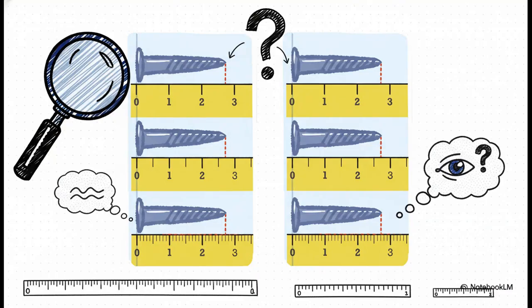Now check this out. When Sonu puts the screws against a basic ruler, one with just the whole centimeter marks, he can't see any difference. Both screws just look like they're almost 3 centimeters. And this is the whole point. The tool he's using is limiting what he can actually see and understand.